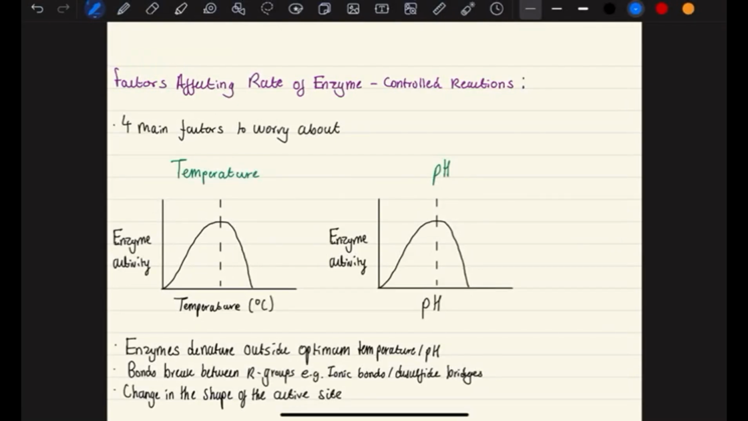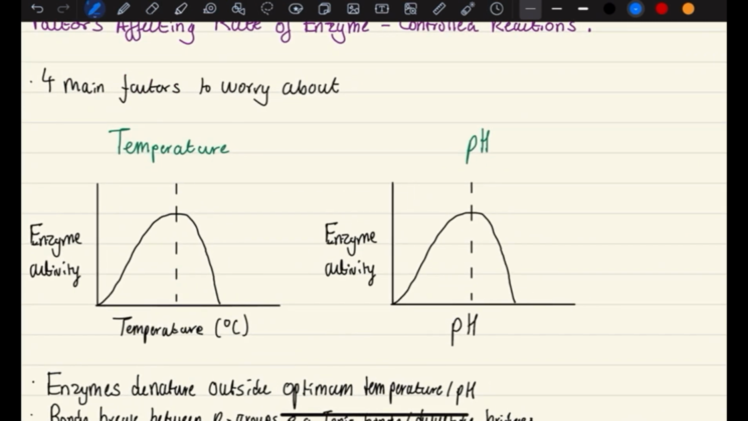And we're also going to want to discuss factors affecting the rate of enzyme-controlled reactions. So there's four main ones that we want to cover. A lot of them are quite similar. So temperature and pH. You should know this from GCSE. Let's focus on temperature first.